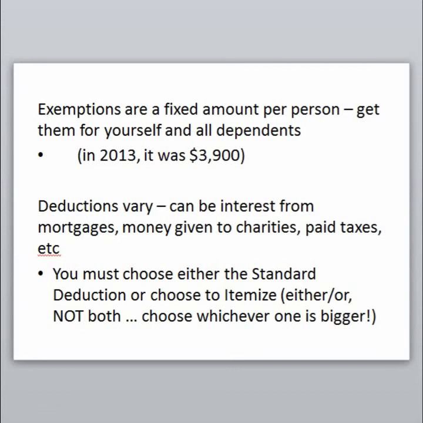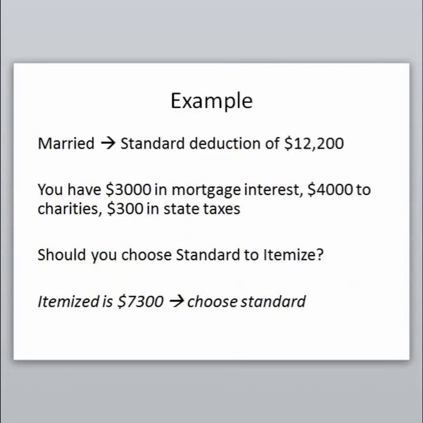You can't do both. So for example, in 2013, which is the chart in your book from the section that we're using, the standard deduction for a married couple was $12,200. So let's say we have a married couple and they paid $3,000 in mortgage interest, they paid $4,000 to charities, and they paid $300 in state taxes. So if we add up all of their deductions, that comes out to $7,300. Well, in this case, they want to go with a standard deduction of $12,200 because it's much bigger. That's subtracting more money off of what they're going to have to pay taxes on.